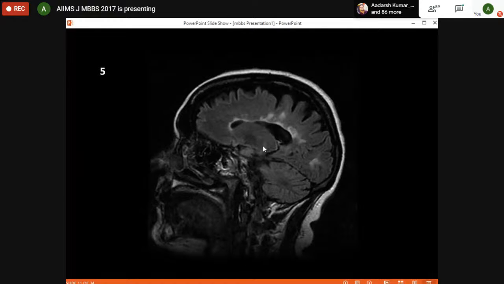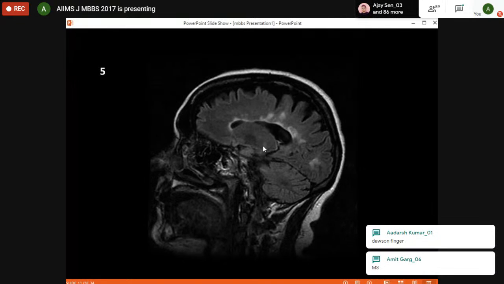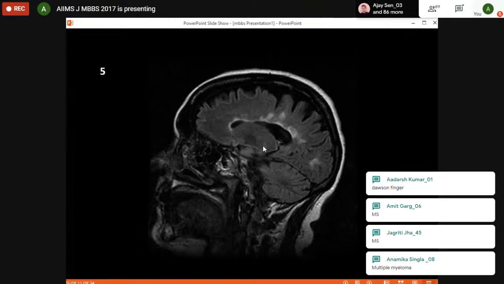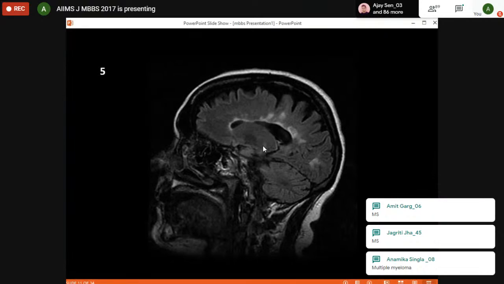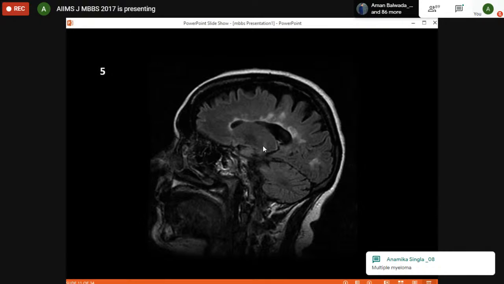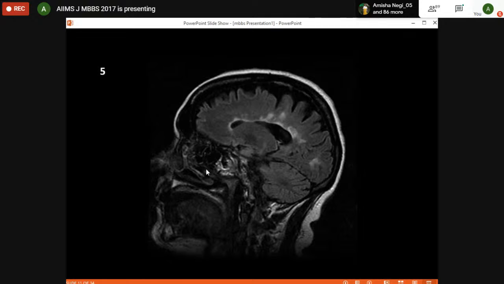Come on, type in your answers. What is happening here? This is a sagittal section of the brain, and this is an MRI, Dawson finger. Okay, good. So what gives rise to Dawson finger appearance? Dawson finger appearance is because of demyelination. Basically, multiple sclerosis is the classic cause for this.